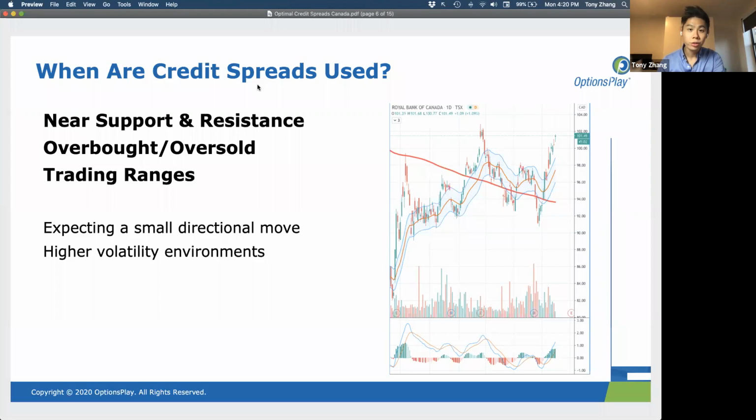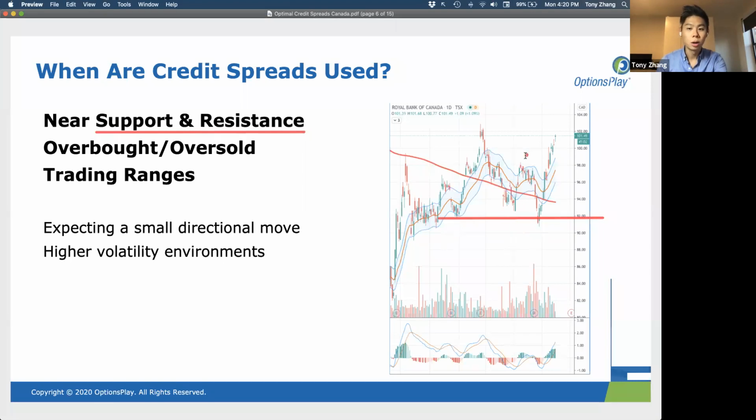It's one thing to break down the strategy, but it's another thing to identify when you should execute these types of trades. And from my perspective, it's pretty clear when the most optimal times to enter a credit spread are. This is first of all near a support or resistance level. Whenever you identify a stock that is trading near a support level, in this case Royal Bank of Canada, as you can see, it found a bit of support here around 92. When the stock approaches those resistance levels or support levels, those are your optimal times to enter a credit spread.